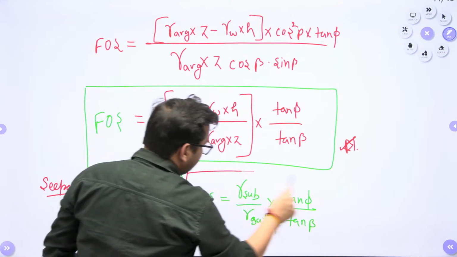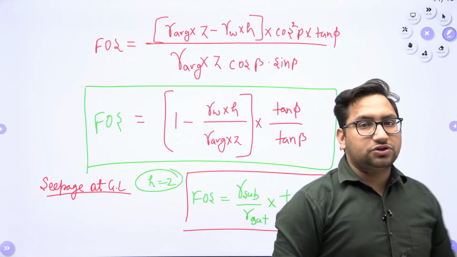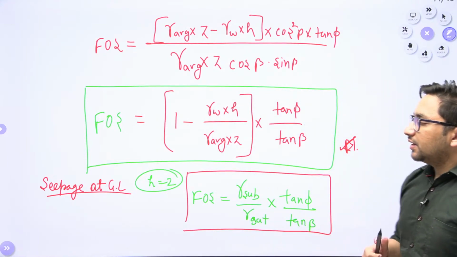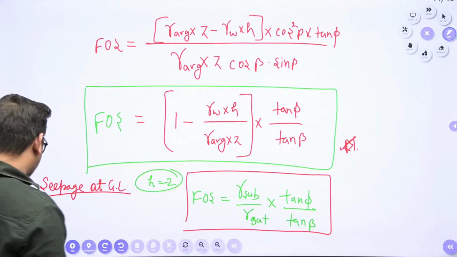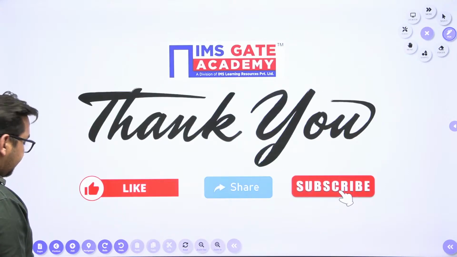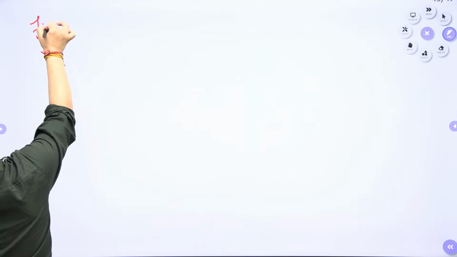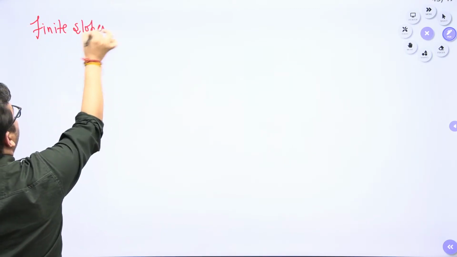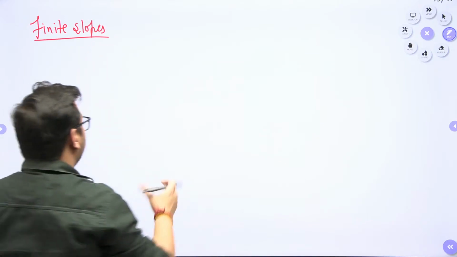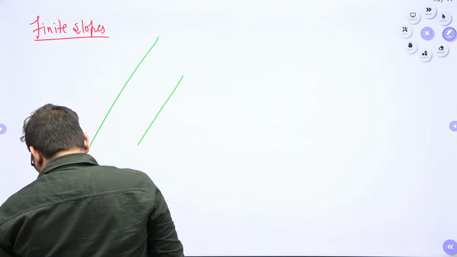Factor of safety will be gamma submerged upon gamma saturated into tan phi by tan beta, right? So you can also remember this particular formula. Next, this is the analysis of your infinite slope. If I talk about the finite slopes, in finite slope you need to remember only that one method, which is your Swedish slip circle method.